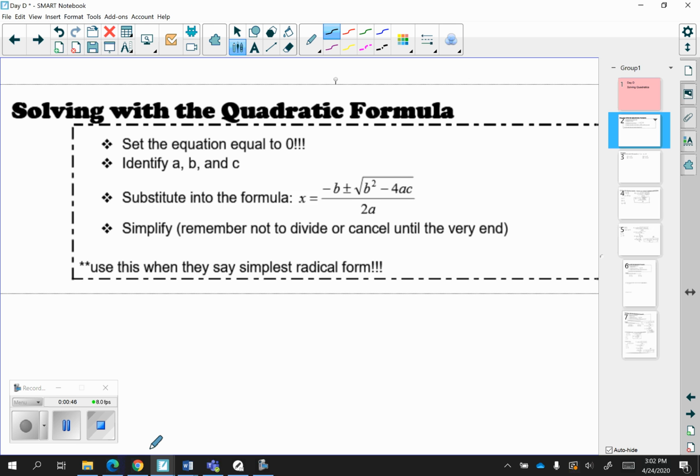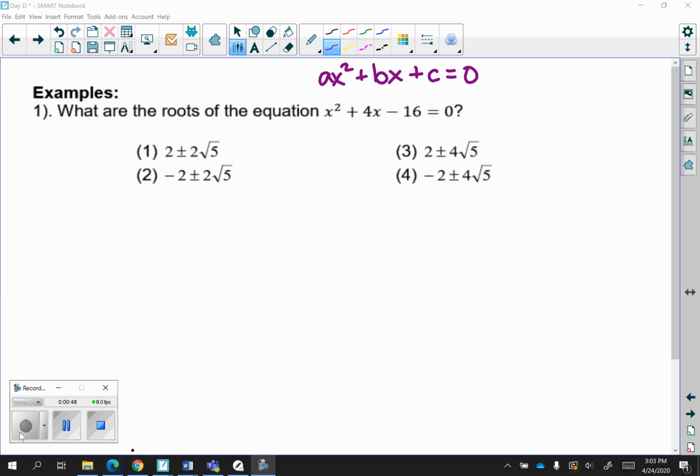So let's take a look at the first question. So let's look at example 1. What are the roots of the equation x squared plus 4x minus 16 equals 0? Now notice in purple I wrote ax squared plus bx plus c is equal to 0. That's the general form of a quadratic equation, and that is how we're going to find our a, b, and c values in order to input that into our quadratic formula.